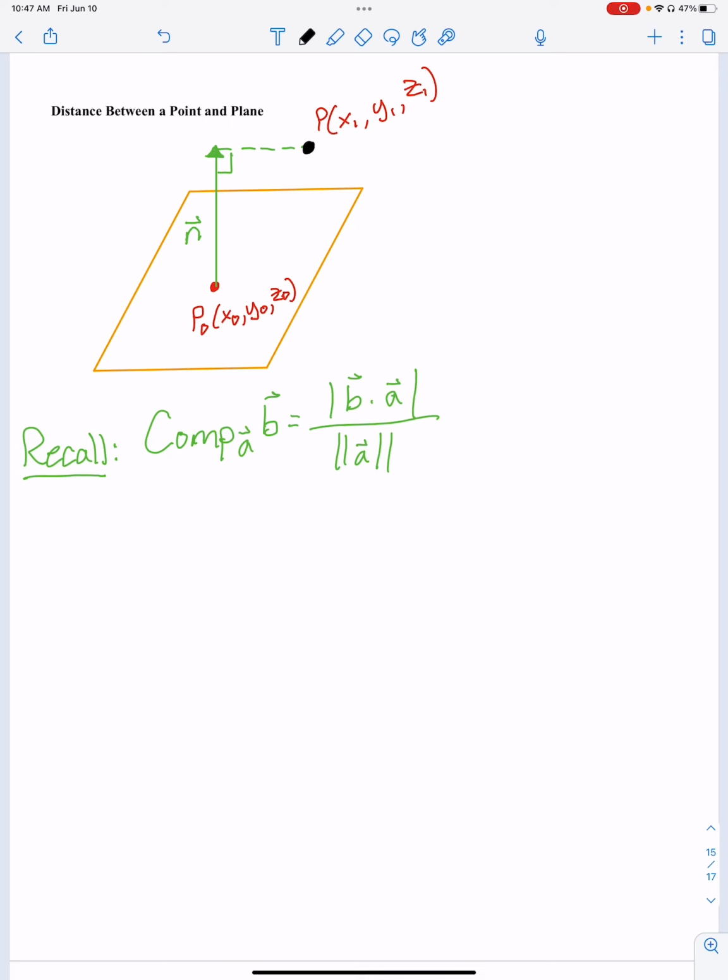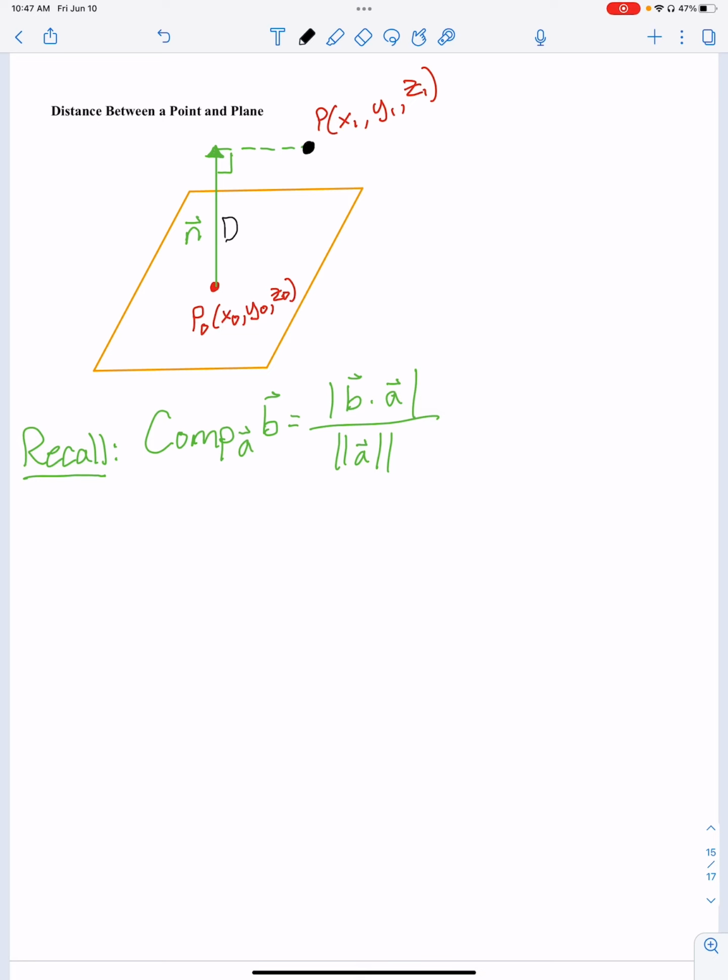point and its plane. So when we're talking about distance between a point and a plane, we're talking about the perpendicular distance. So that is actually a distance d here.